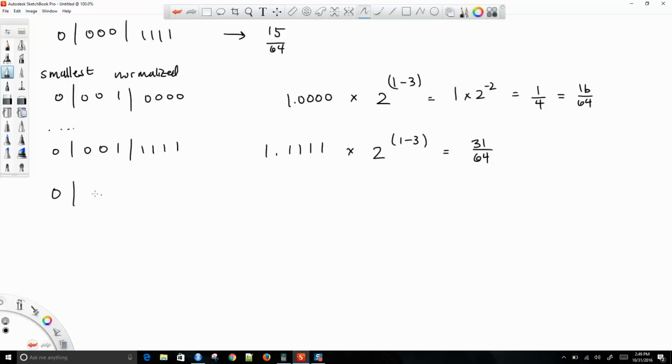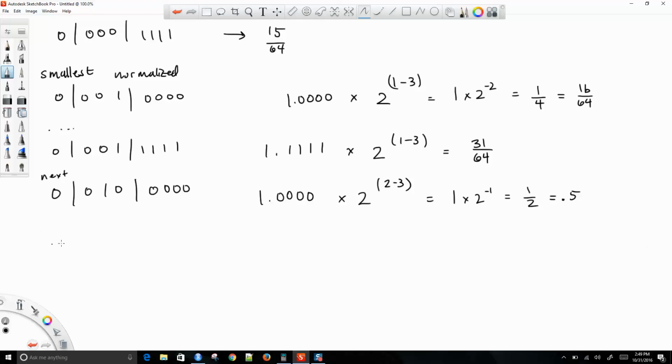So the next value in the sequence, we would get up to this point, which would be 1.0000 times 2 to the, and now we're at 1.0, or 10, so 2 minus 3. And this becomes 1 times 2 to the minus 1, which is 1/2, or equal to 0.5. Is this okay?